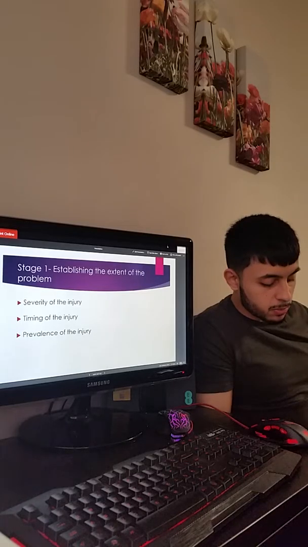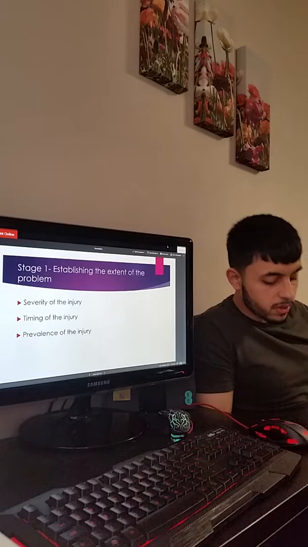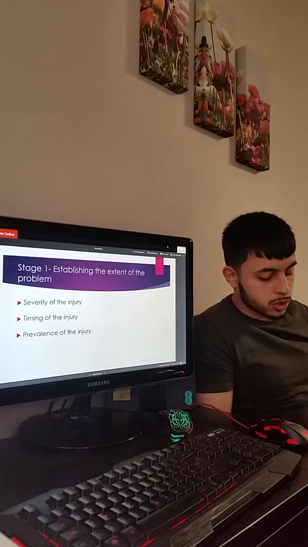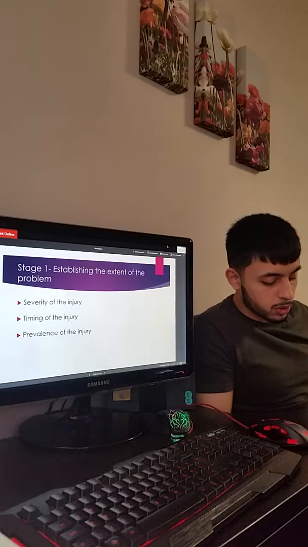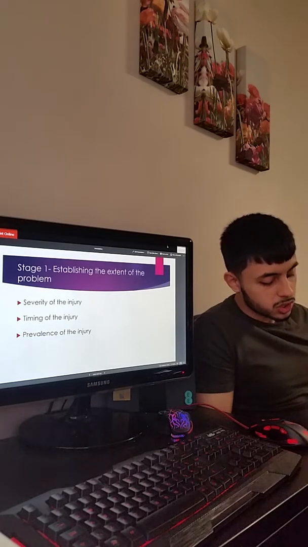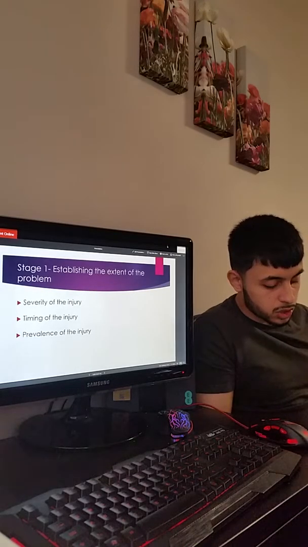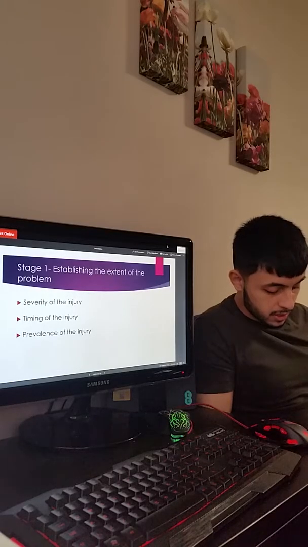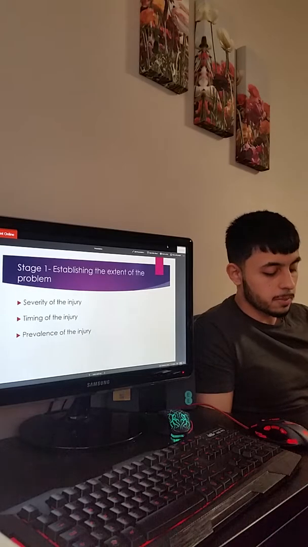This stage of the Van Mechelen model is significant because without establishing the extent of the problem, the athlete would not have an idea of how to treat the injury, or they could possibly underestimate the injury, thinking to themselves that their injury is not too serious, so they should continue to play sport just as Derek Redmond did, and he ended up suffering with a grade 3 hamstring tear, which ended his Olympic dream.